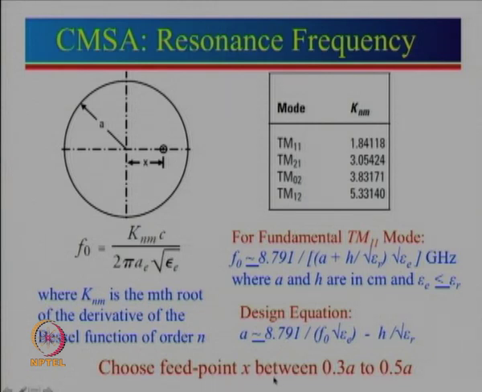Now comes the next part, we need to choose the feed point. Again, as before, typically x is 0.38 to about 0.5a. By using this here, you can get approximate match with 50 ohm. So, we will continue from here in the next lecture.